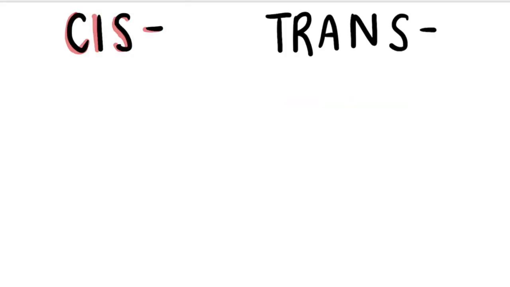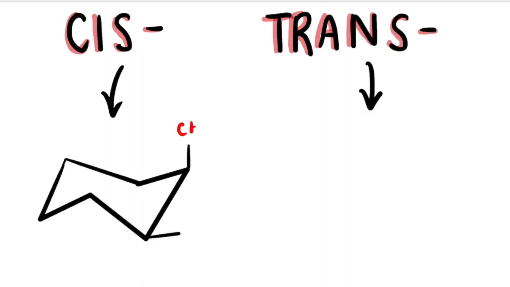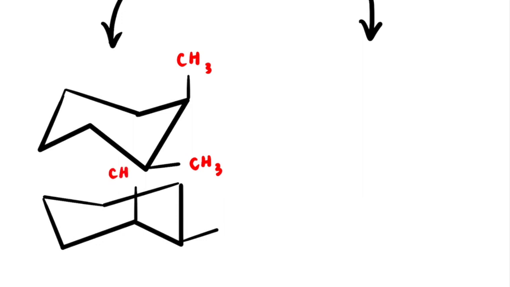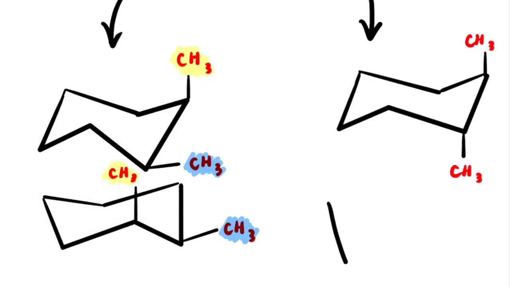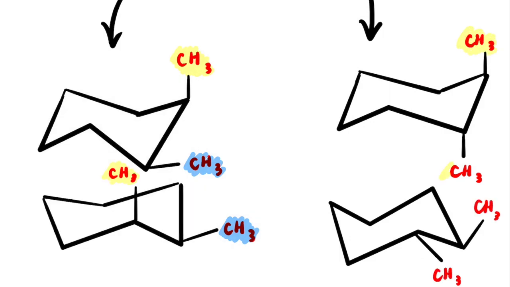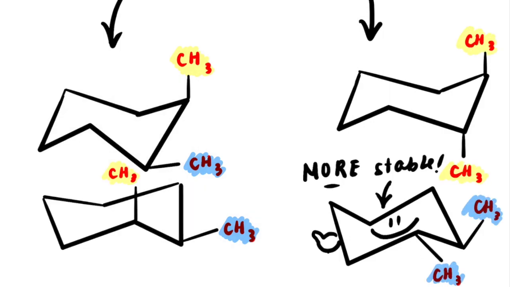Cis and trans stereoisomers can be drawn in chair conformations as well. Cis molecules have one substituent in the equatorial position and one in the axial position, whereas trans would have either 2 in the axial positions or 2 in the equatorial positions. Trans is more stable because it can adopt a chair conformation with 2 equatorial positions.